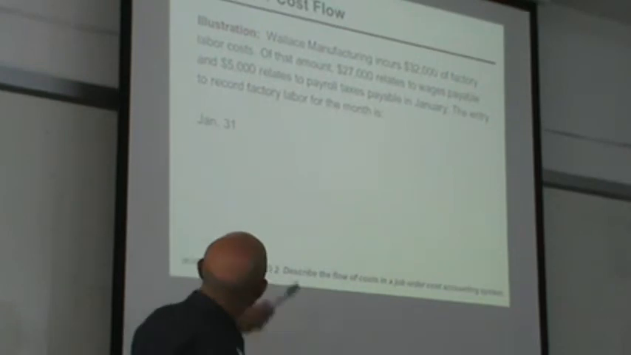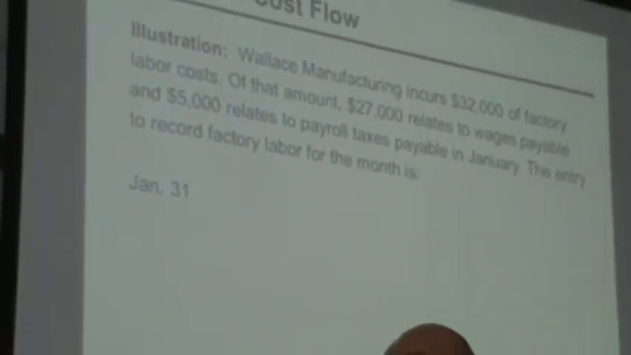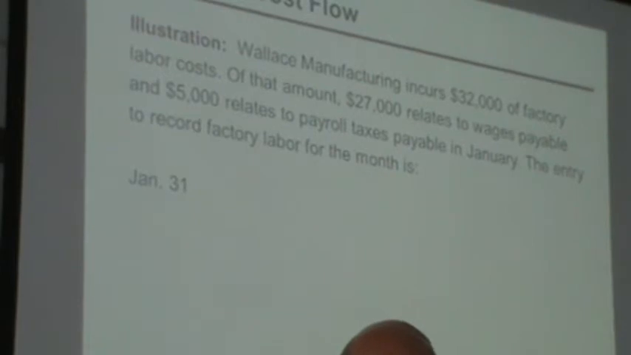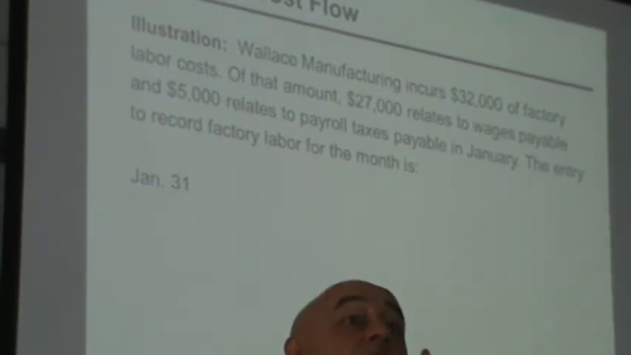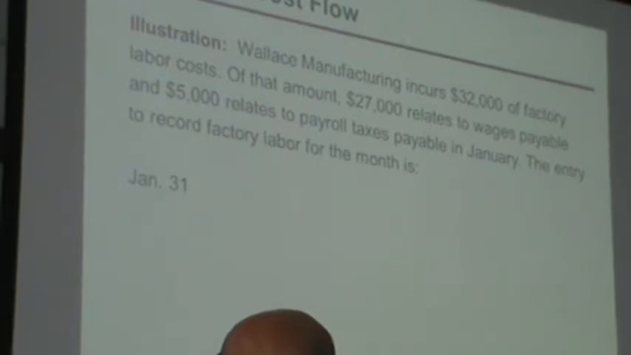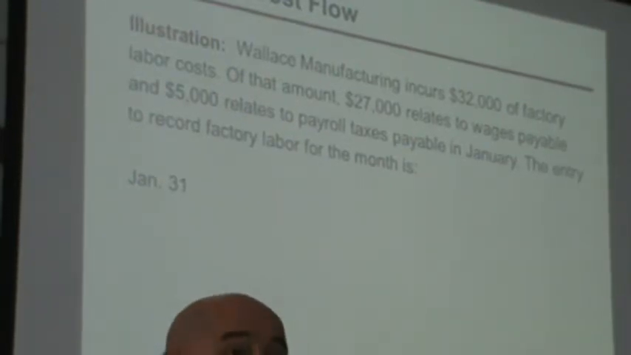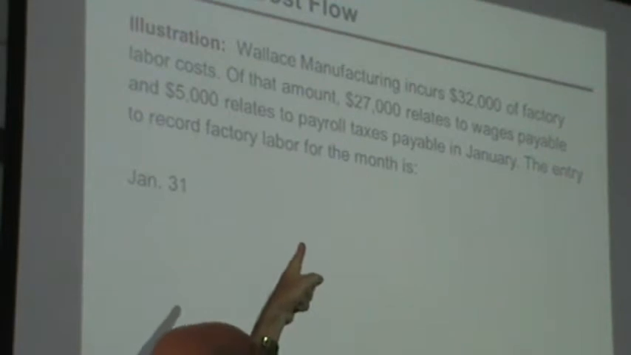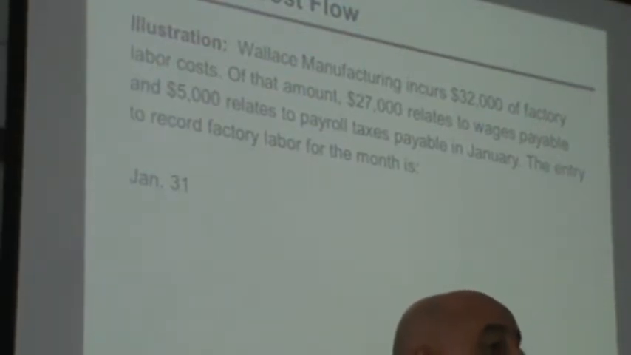Example. Wallace manufacturer has 32 thousand on labor. 27 relates to wages payable and 5,000 to taxes. The entry is reported. So, what's the debit? What's the credit? Debit, direct labor, how much? 32,000. And credit, what? Salaries payable, how much? 27. And it's going to be taxes payable, 5.